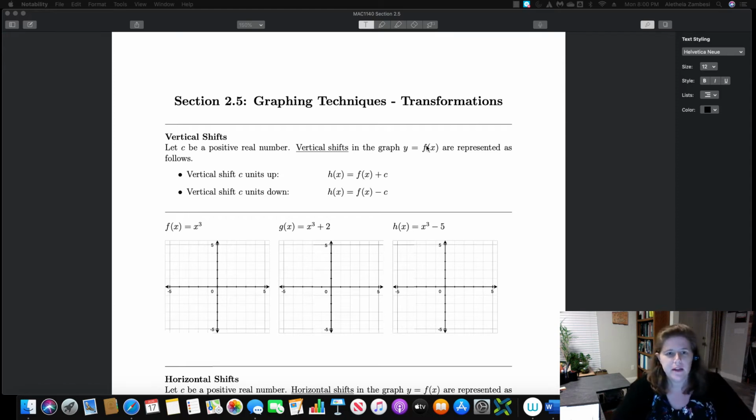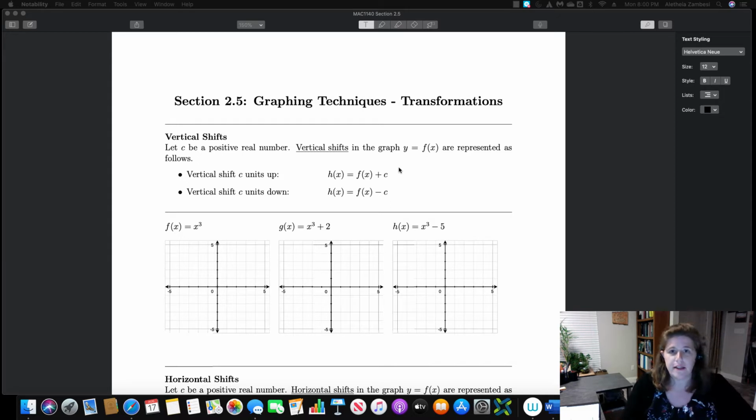Hey everyone, in the last section we talked about the library of parent functions, the basic functions that make up all, or the vast majority, of functions themselves. Today we're going to talk about transformations. In section 2.5 we take those parent functions and shift them and stretch them and move them around the coordinate plane. So we'll learn how to do that today.